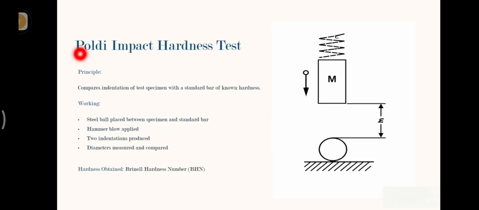The next one is the Poldi hardness test. In this we compare a specimen indentation to know the hardness. So what is the working? The steel ball is kept between the specimen and the hammer. We release the hammer such that it goes down and two indentations are produced, one on the steel ball and one on the specimen, and the diameters of the two indentations are measured. So the hardness obtained is mainly the Brinell hardness number.